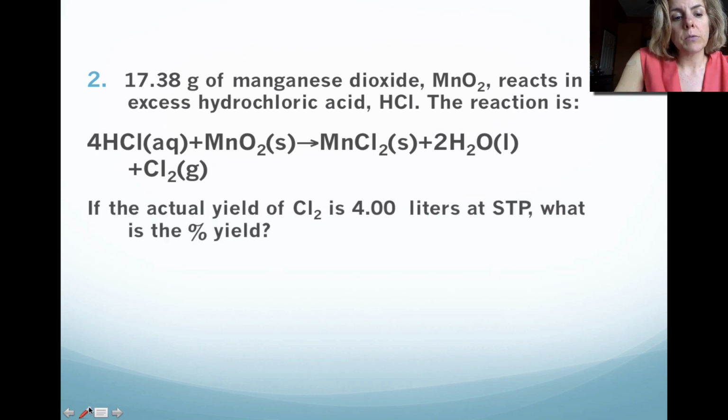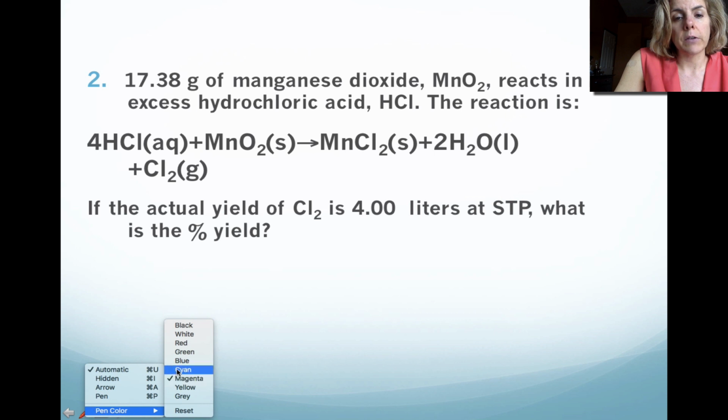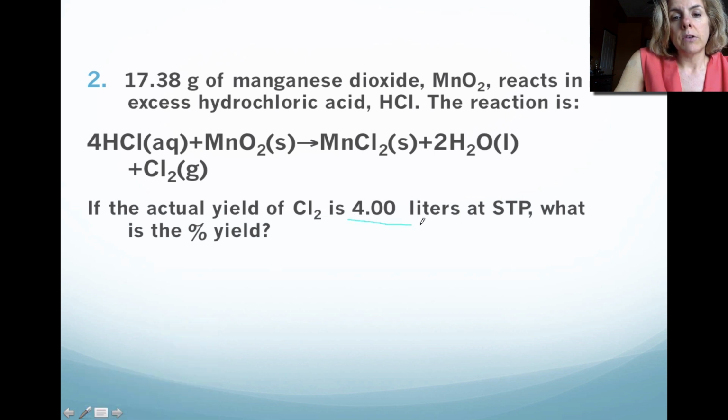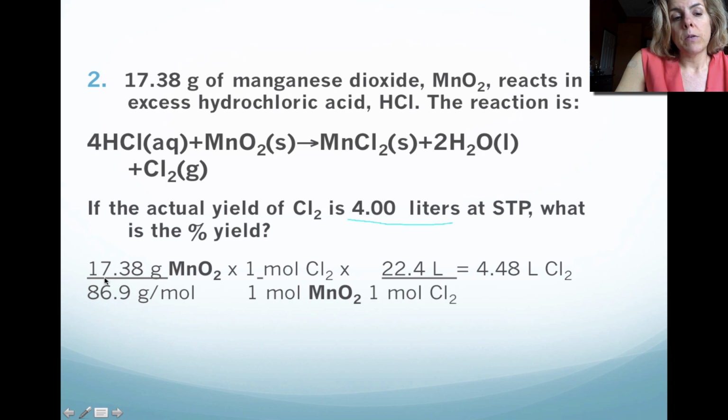Now they tell us the actual yield. So the actual yield is 4 liters. That must mean that we need to use volume to help us find the percent yield. So here we have, once again, the mass that they tell us that we have divided by the molar mass, and then this is multiplied by the mole ratio. So we have 1 mole of chlorine divided by 1 mole of manganese dioxide, and then we're going to use the molar volume converter to give us liters.